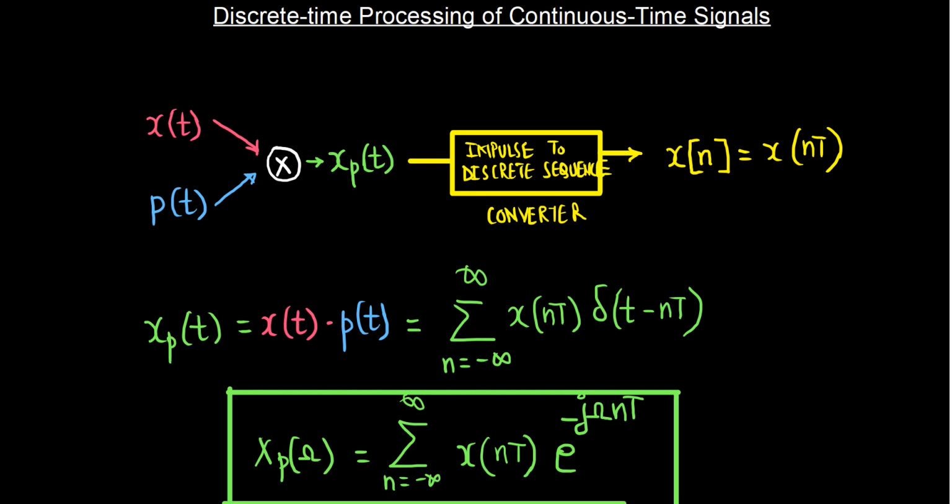So what is this? This is the Fourier transform of xp of t, which is still continuous in nature. So let me write that this is still continuous. This is still continuous, and this one here is discrete in nature.